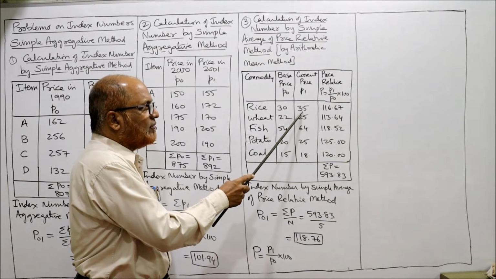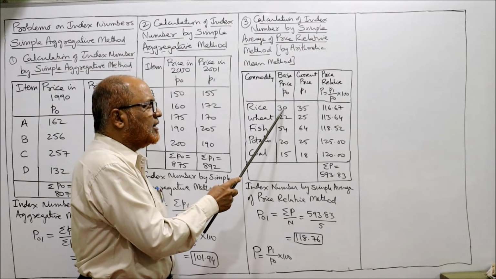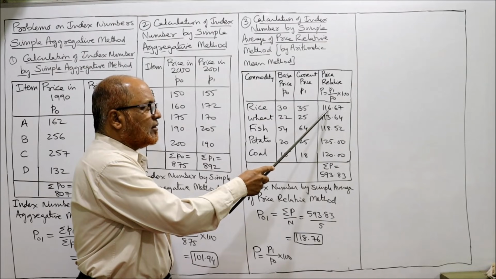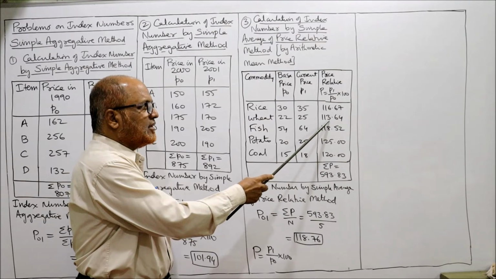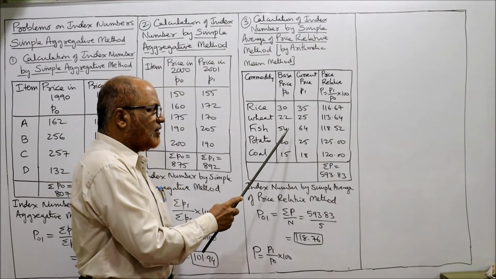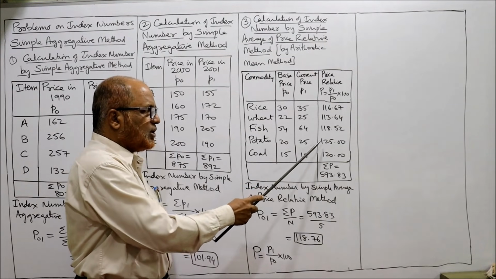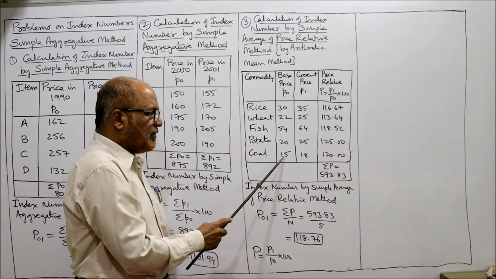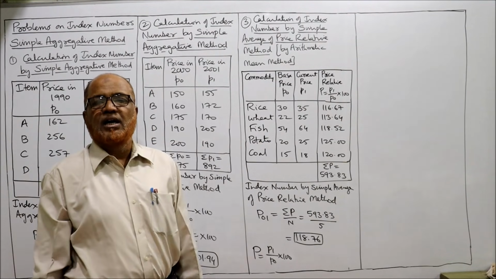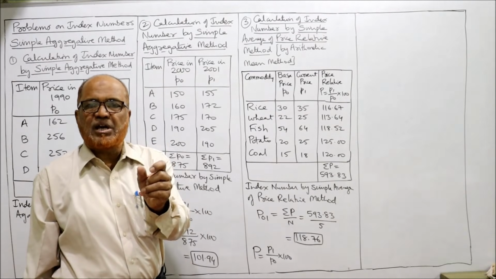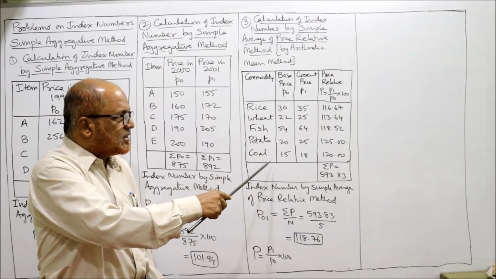P1 is how much? 35. P0 is how much? 30. So 35 divided by 30 into 100, you'll get this one. 25 divided by 22 into 100: 113.64. 64 divided by 54 into 100: 118. 25 by 20 into 100: 125. 18 by 15 into 100: 120. This is called price relatives: current year price divided by base year price into 100. For every item you have to calculate.